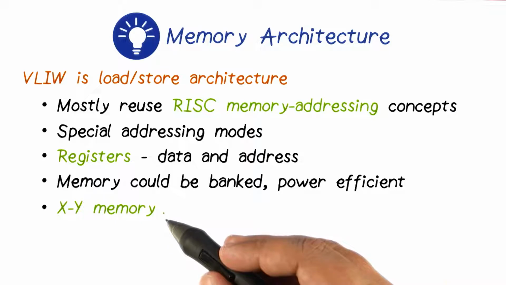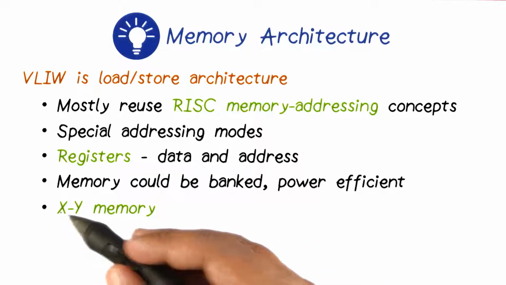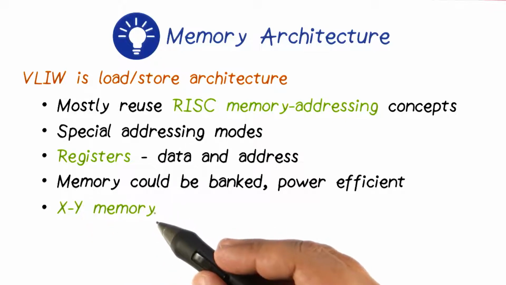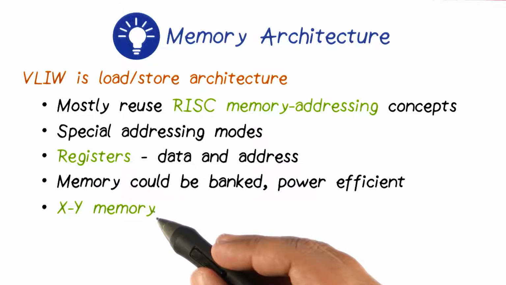In fact, not only the memory is banked, but is typically arranged in a way that the two operands that are needed for an instruction could be concurrently fetched. So if this is the organization that is followed, that architecture is then called XY memory. In other words, one bank provides the first operand, which is called the X bank, and the second bank, which is called the Y bank, provides the second operand, and therefore an instruction can execute much faster, getting both the operands in parallel from two different banks.